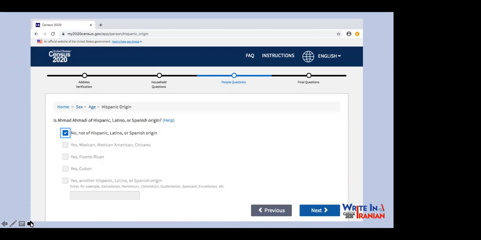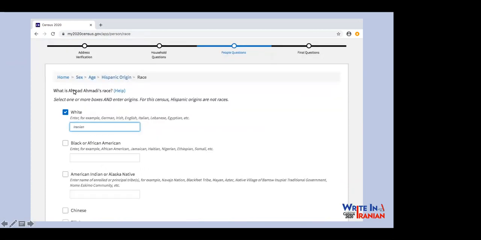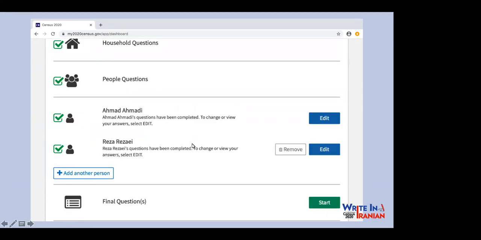And again, the race for Ahmed Ahmadi, this person happens to be from an Iranian background, ethnicity, so it's white Iranian. He identifies as white, and that's fine. And you can see that both Reza Rezai and Ahmed Ahmadi have completed, and therefore the people questions have been completed. So you can see it's pretty straightforward.